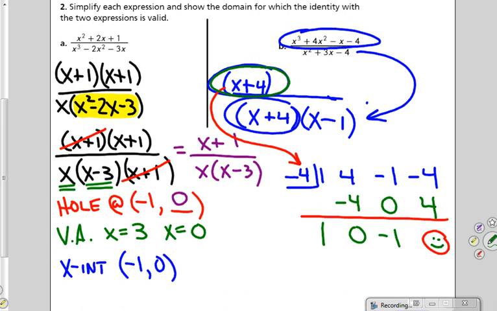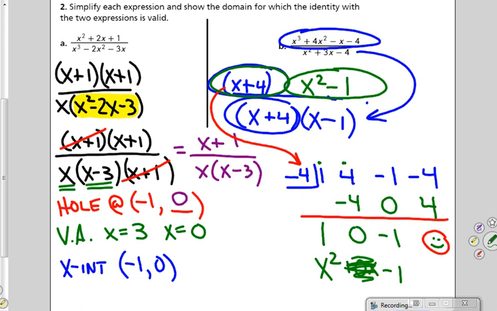x plus 4 times, okay, this was the x cubed column. Now it's 1x squared. This was the x squared column. Now it's no x, right, because there's a 0 there. Oh, we don't even need that. Minus 1. So the other factor is x squared minus 1. Pause and just admire the beauty that is math right there.